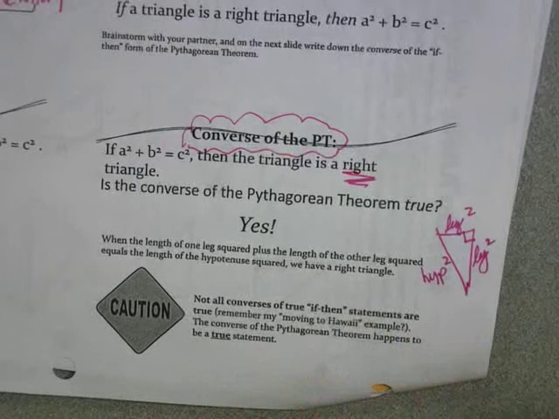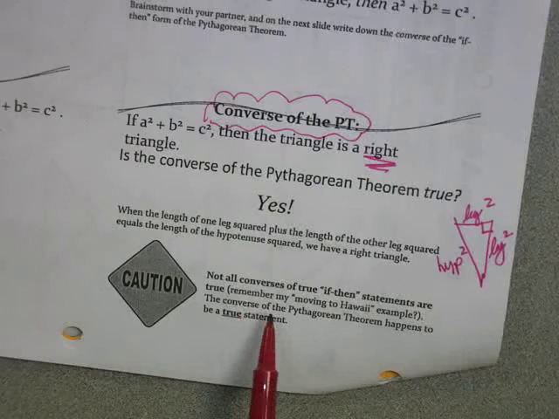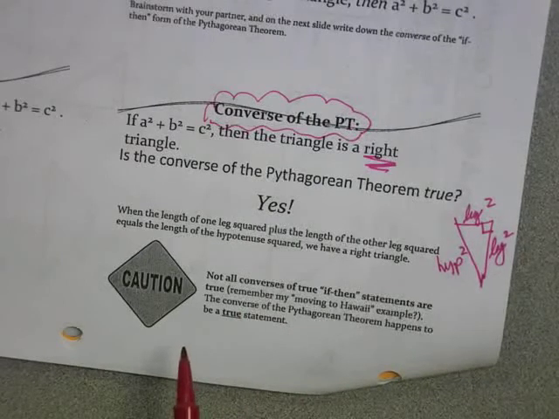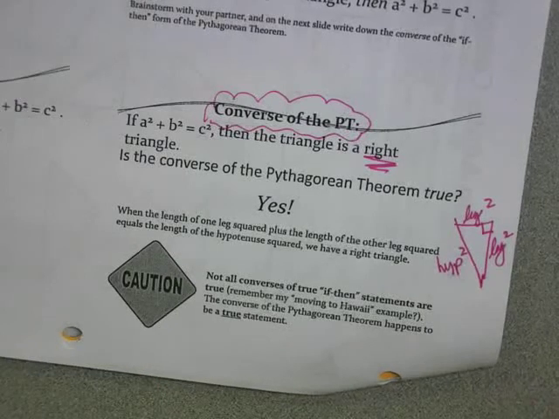Not all converses are true. For example, remember Miss Dever moving to Hawaii? Would that be true each time? Well, just because she moves to Hawaii, is she going to win the lottery? Probably not. Okay, but for Pythagorean theorem, the converse is always true.